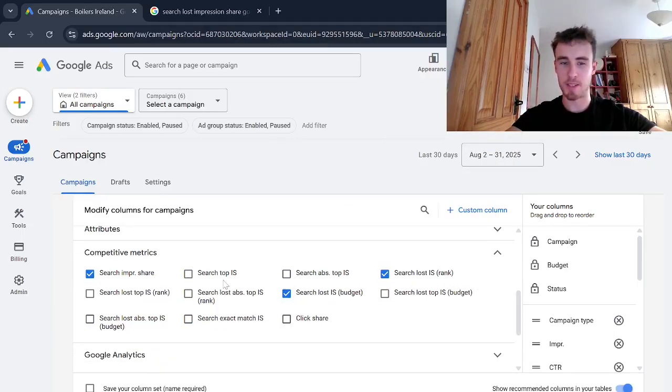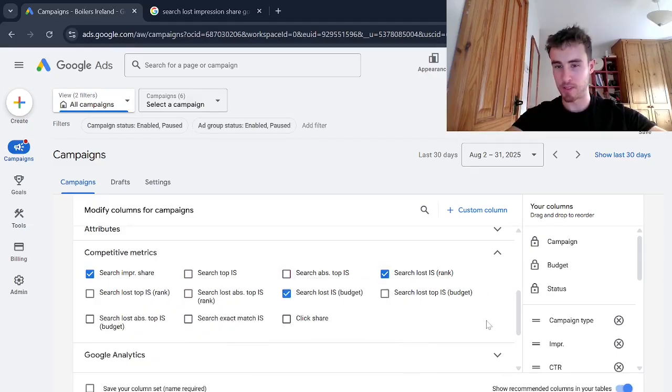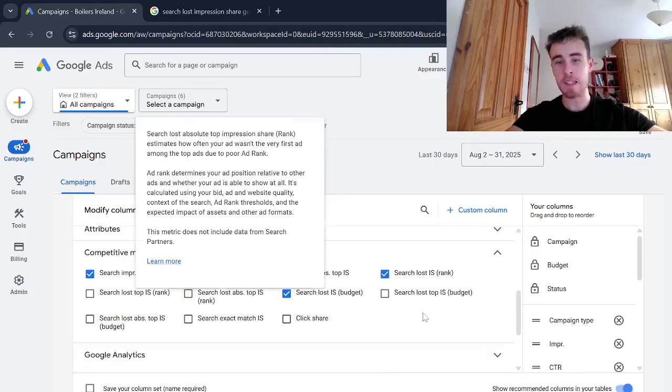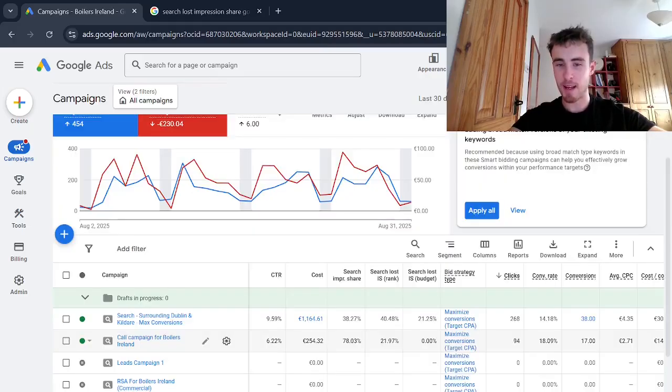Now there are some more specific metrics as well. For example, how often you show up in the top three versus just as a whole, how often you show up in the number one position, how often you miss out on the number one position due to budget, how often you miss out on the number one position due to rank, and so on. But the three core metrics to really get a good understanding of how well you're performing in terms of impression share and where you're actually missing out on impression share are these three core metrics here. So all you have to do then is press apply. And now we're going to touch on, if you're looking to improve your overall impression share, what you can actually do to reduce your search loss impression share due to rank and to budget.